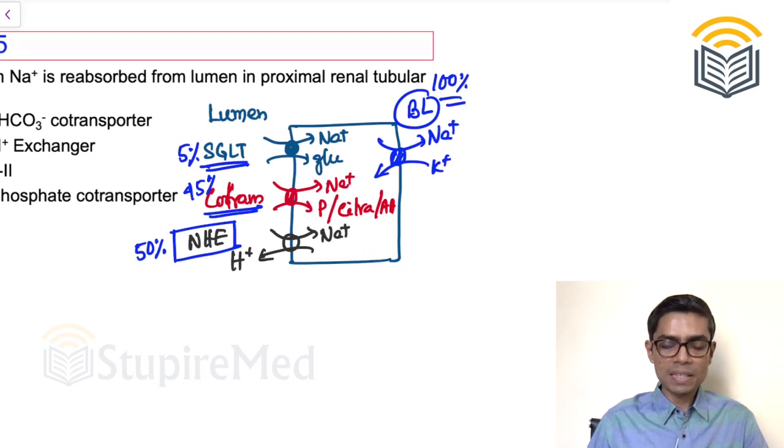If it is from the luminal surface, then NHE. If the question is not specifying anything, again your answer will be sodium potassium ATPase pump, because all of these transporters are secondary active transporters. They are linked to the sodium potassium ATPase pump.